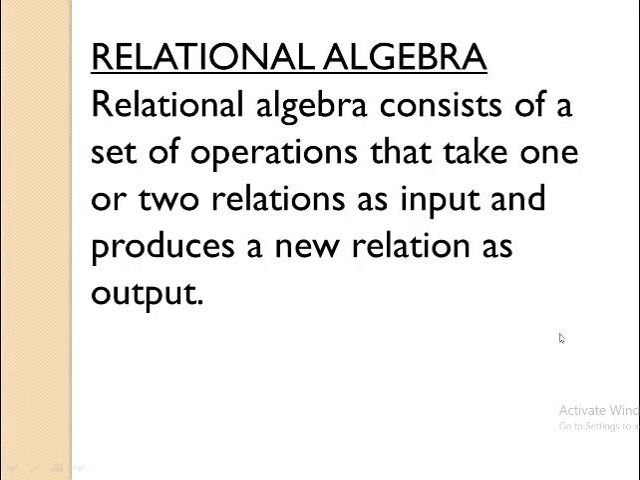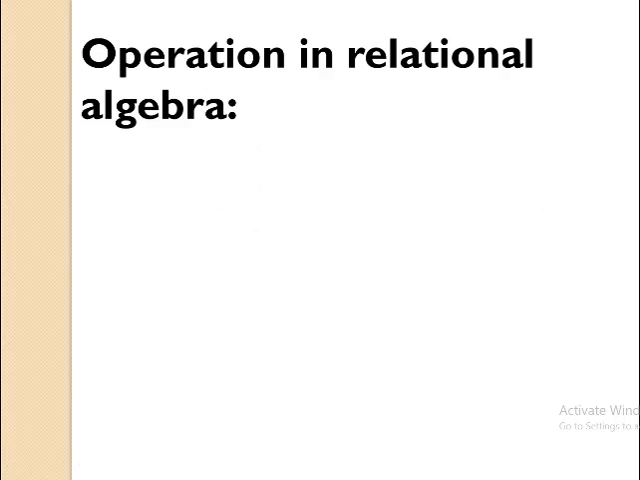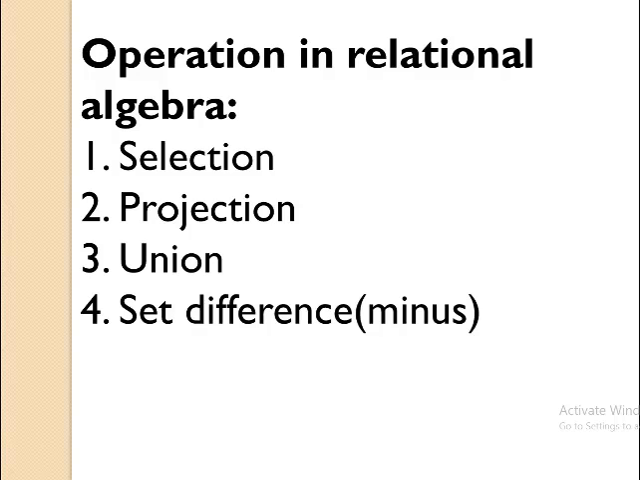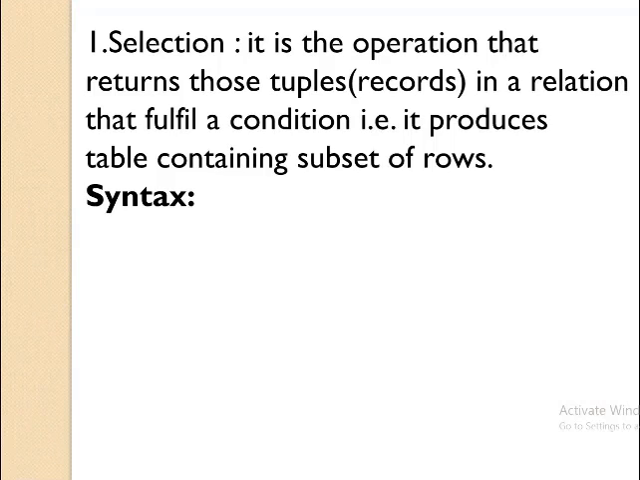So first let us see what is relational algebra. It consists of a set of operations that take one or two relations as input and produce the output. So the relations are taken as input as well as the output is also a relation. So if the domain is produced from more than one relation, then we get relational algebra. The operations that can be carried out on relational algebra are selection, projection, union, set difference or minus, join and Cartesian product.